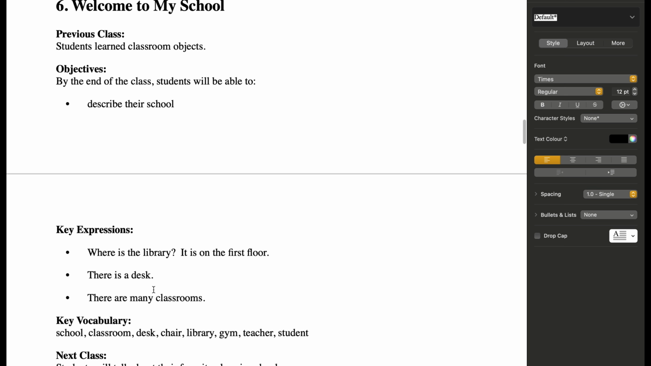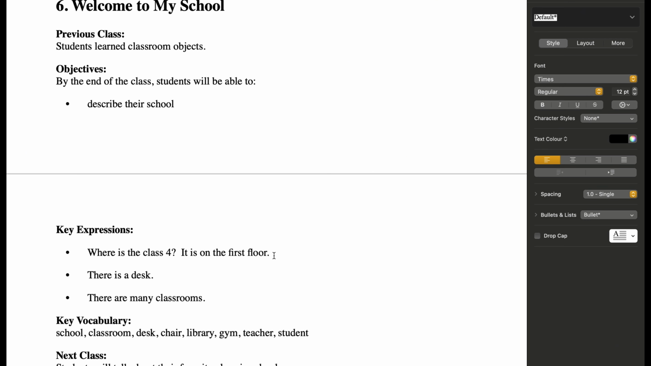Welcome to my school. Now we talk about the school. What's in the school? Describe their school. So we learn about classroom objects, right? So eraser, pen, desk, blah blah blah. So now you need to describe your school. Where is the library? It's on the first floor. There is a desk. There are many classrooms. Okay, so we say, what's in your classroom? Or you say, where is the library? Or where is class 3? It's on the 4th floor.